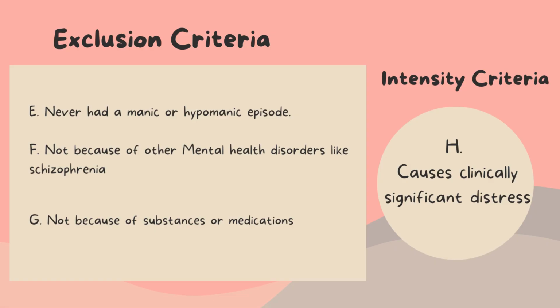Going to the exclusion criteria, that is that the person has never had a manic or a hypomanic episode, which makes it then cyclothymia. This is not because of another mental health disorder like schizophrenia. This is not because of use of substance or medication. And an intensity criteria is that it causes clinically significant distress. So that is all the criteria A to H.